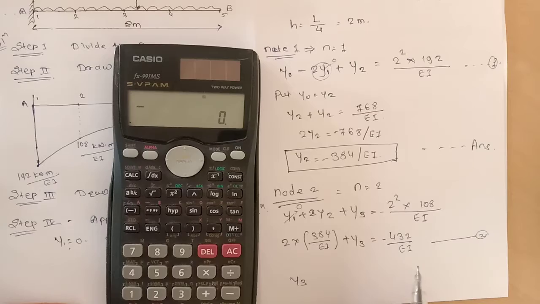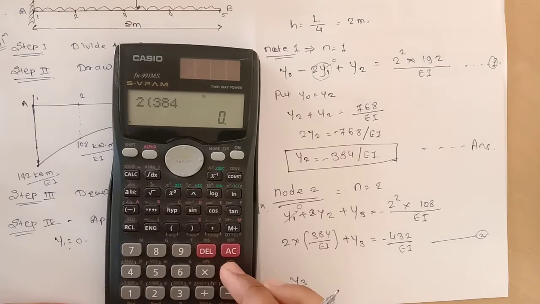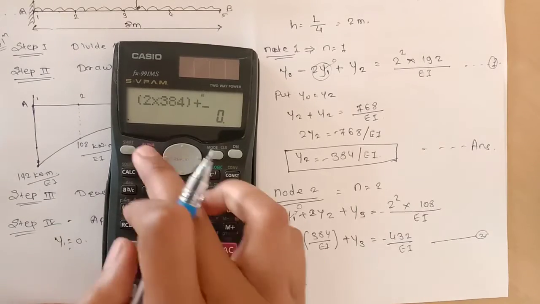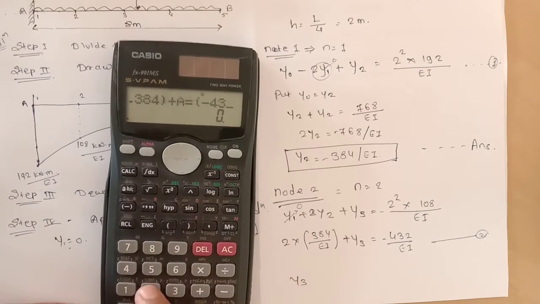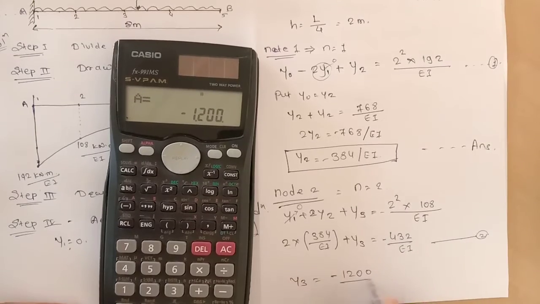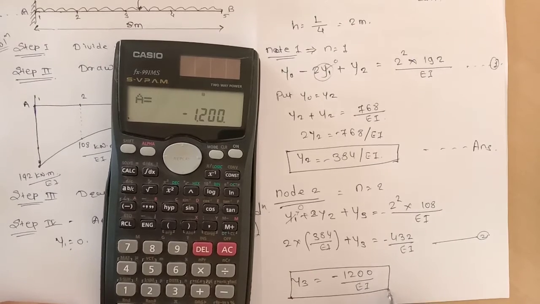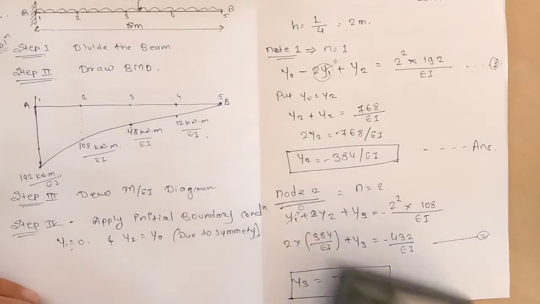So solve this equation, and you can also directly solve it in the calculator. So 2 into 384 plus y3 is equal to minus 432. So our answer is that y3 is equal to minus 1200 divided by EI, where EI is constant. So this is the final answer: the deflection at the third nodal point is minus 1200 divided by EI.